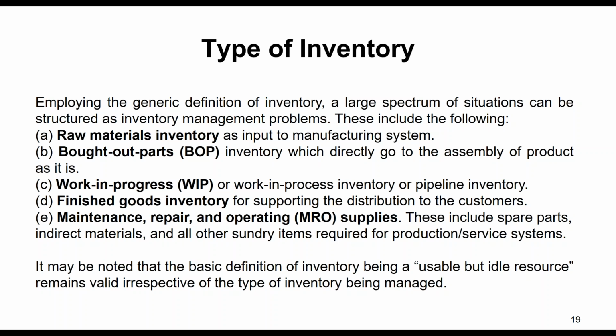And then again, maintenance, repair, and operating supplies, which means that if I am operating something, I need to do maintenance of my plant, for which I need spare parts, indirect materials, sundry items, for example, stationery, so on and so forth. So these are the typical types of inventory which are considered in inventory management.